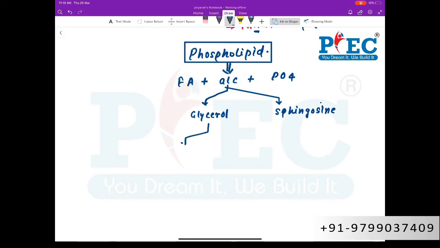If I use glycerol as my alcohol, meaning fatty acid plus glycerol plus phosphate, it will be called glycerophospholipid. If I use sphingosine as my alcohol, so it will be fatty acid plus sphingosine plus phosphate, it will be called sphingophospholipid.